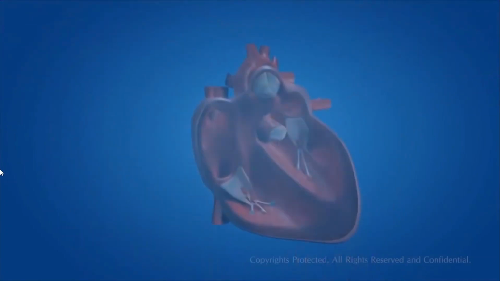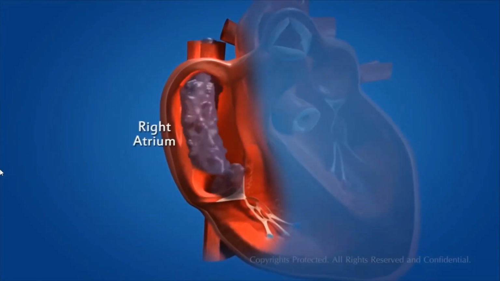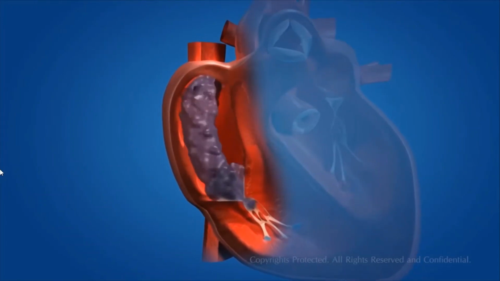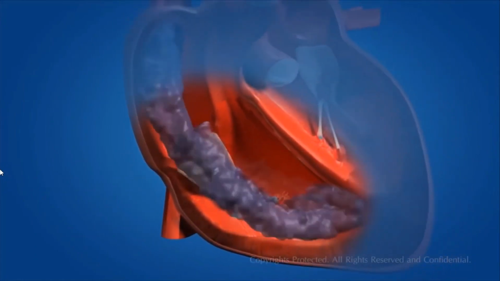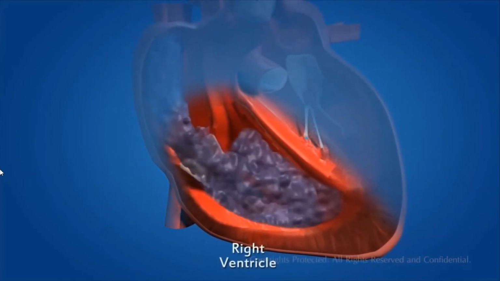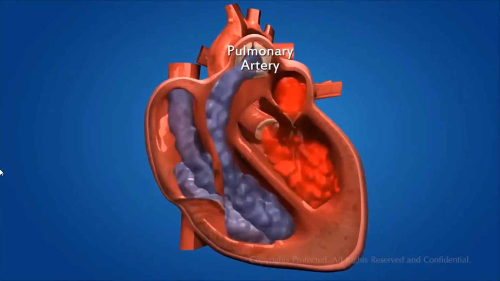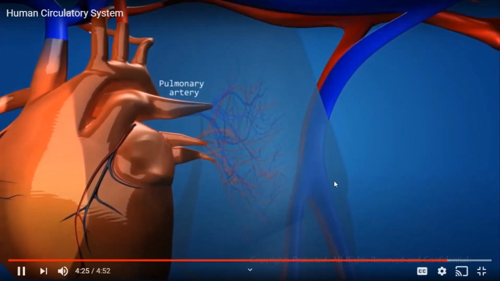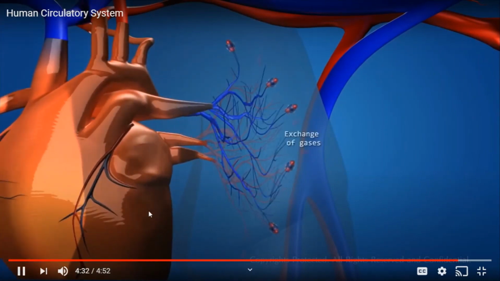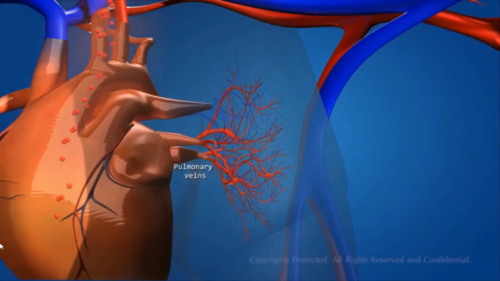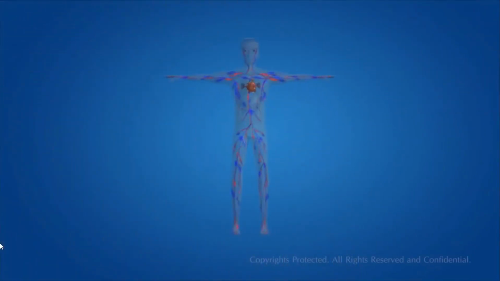The deoxygenated blood from different parts of the body enters the upper right chamber of the heart, which is called the right atrium. The right atrium contracts, allowing the blood to flow into the right ventricle through the one-way valve. The right ventricle then contracts, pushing the blood into the pulmonary artery. The pulmonary artery carries the deoxygenated blood to the lungs for oxygenation. The lungs oxygenate the blood by exchanging gases, and the blood flows back into the heart through the pulmonary vein, and starts the circulatory cycle all over again.